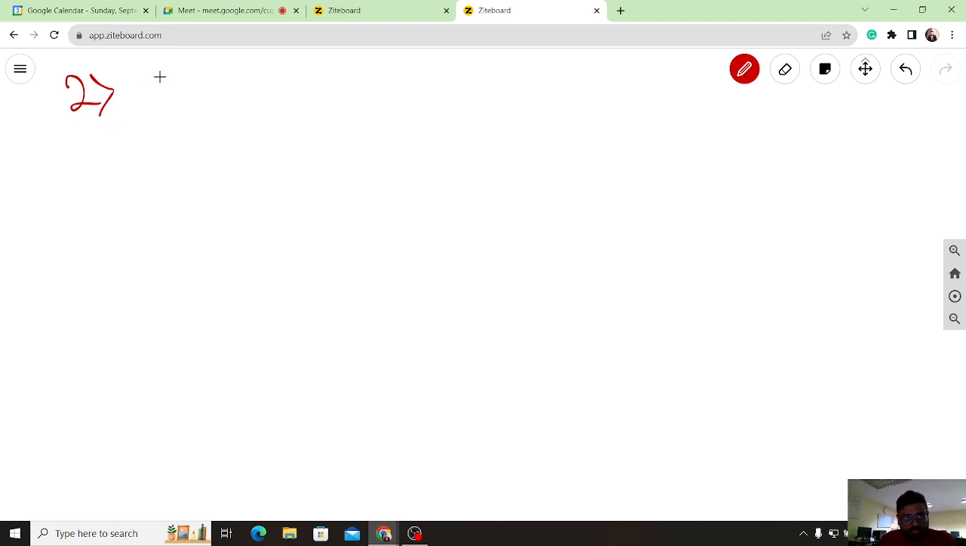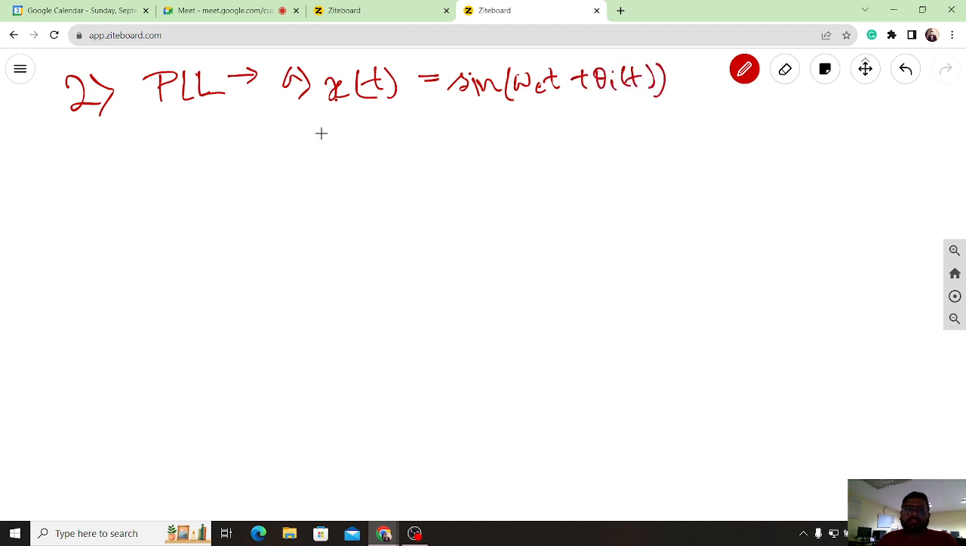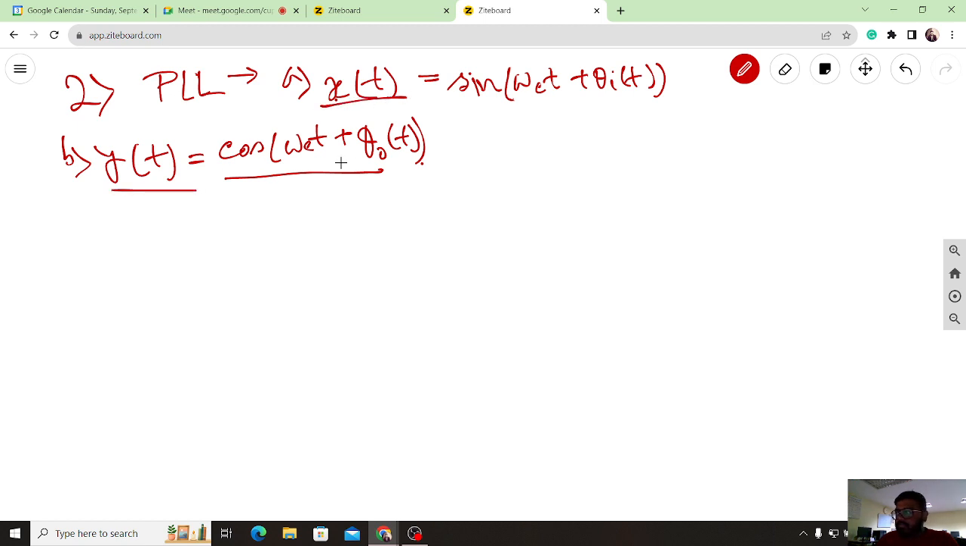The second question is given a PLL with some particular specifications. The input signal we are providing into the PLL is x of t equal to sine of omega c t plus theta i of t. The output y of t is cos of omega c t plus theta o of t. So basically x of t is the input, y of t is the output, and the constant of the VCO is c equal to 2.